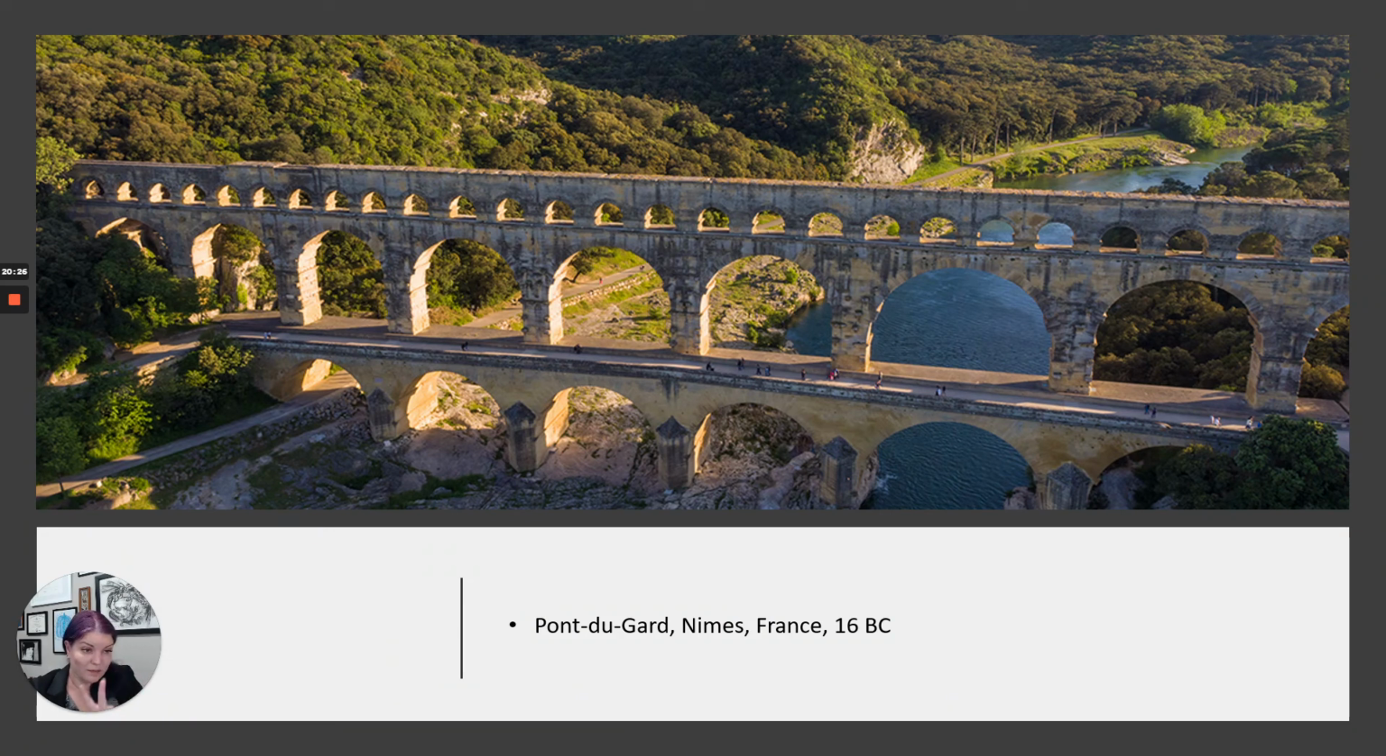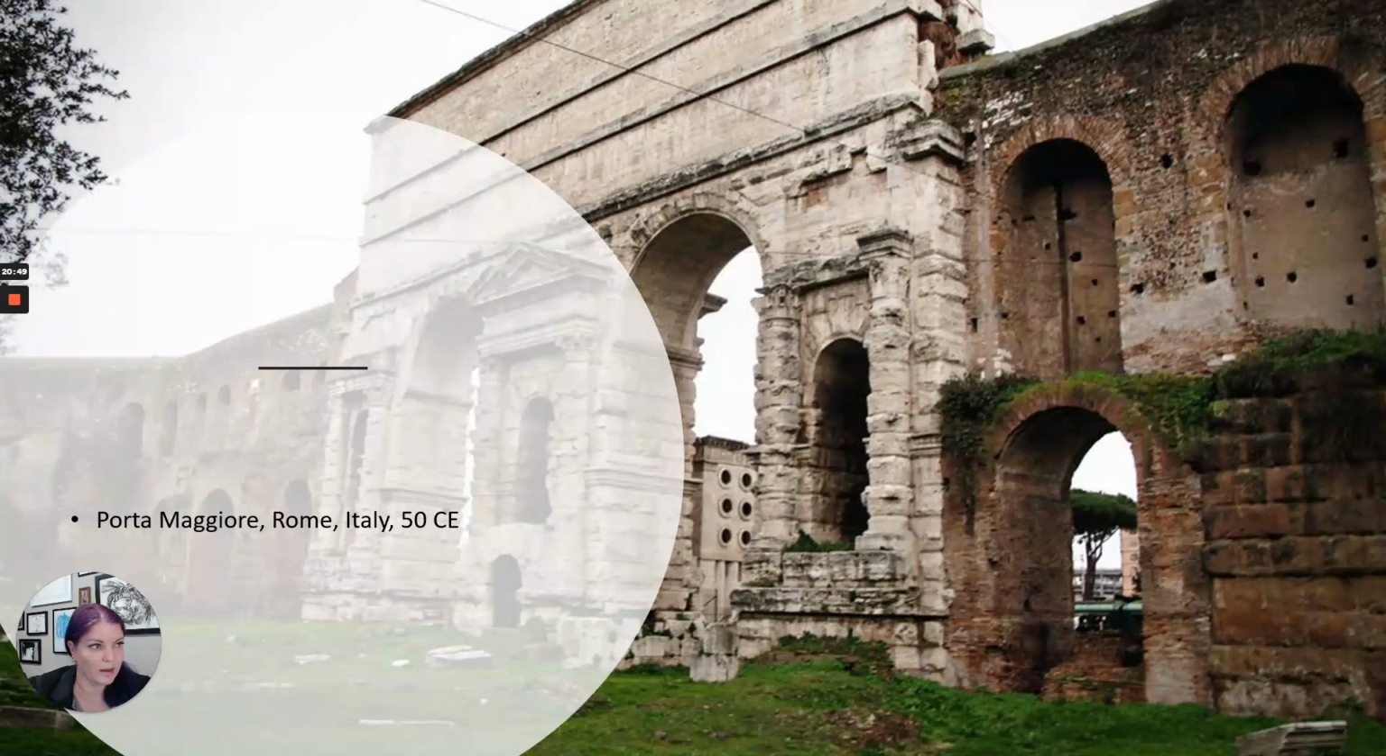The two reasons this is able to be created and structurally sound and still standing today, even though it was built in 16 BC, are concrete, it's made out of concrete, and arches. So if someone were to ask you a question on a quiz or your final, you need to identify this as an aqueduct, and you need to know that it is structurally possible because of arches and concrete. Okay.